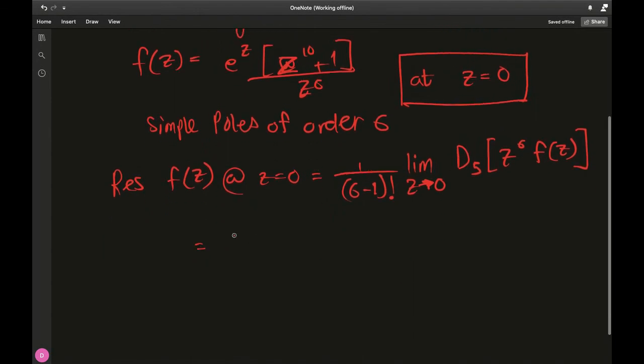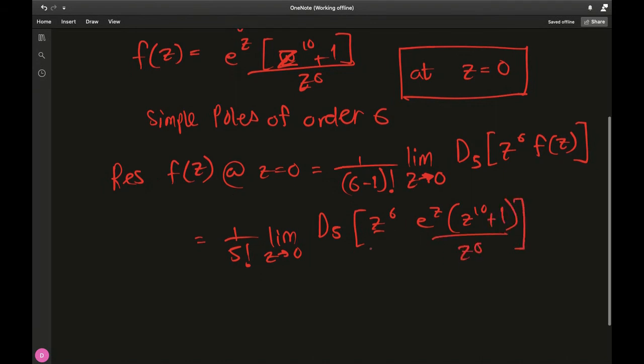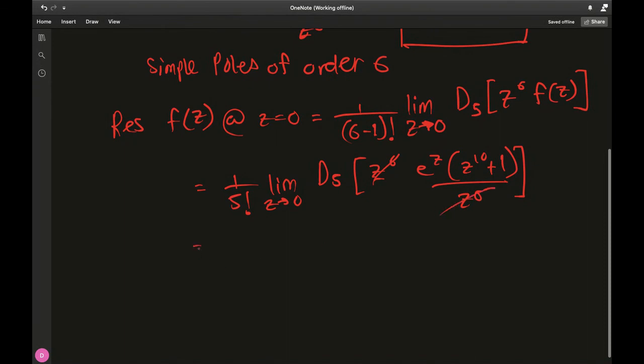Okay, so this means we have 1 over 5 factorial, limit as z goes to 0, 5th derivative of z to the 6 times e to the z times z to the 10 plus 1 divided by z to the 6. The z to the 6's will cancel out. But the problem is we still need to differentiate this 5 times. And this is not a simple function. We have to use the product rule. Just look at this thing.